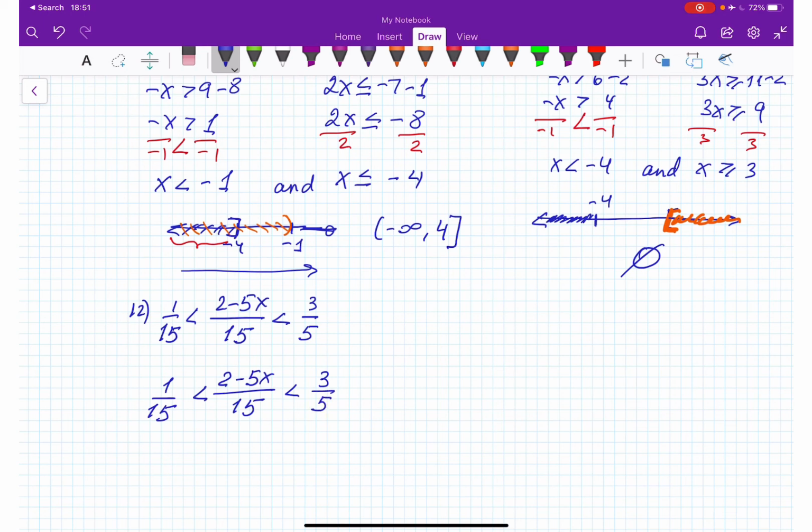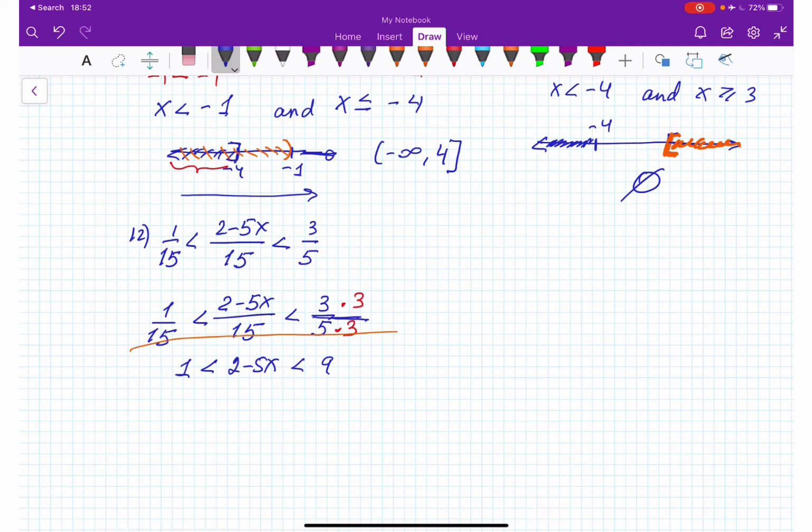So the common denominator is going to be 15, which means the first fraction we don't need to adjust, the second we don't need to adjust, it's 15, but the third one we need to multiply by 3 to get 15, and whatever change we do to the denominator, we have to do the same change to the numerator. So we have 15, 15, 15, we drop it, which means we have 2 minus 5x greater than 1, less than 9.